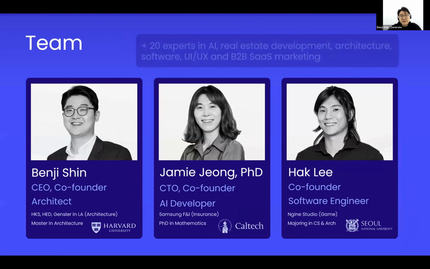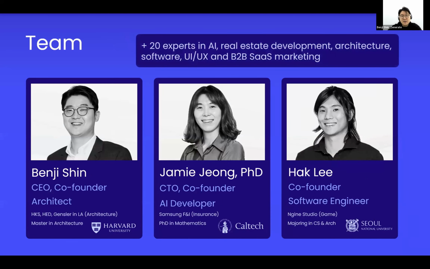We have 3 co-founders. My role as an architect is to define and turn architecture problems into algorithmic ones. Then Jamie resolves that as a mathematician and AI developer. Park is in charge of our software development with the background in computer science and architecture design. We are a team of 20, including AI developers, real estate developers, software engineers, and computational designers.